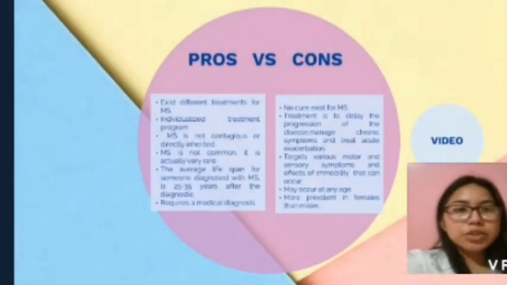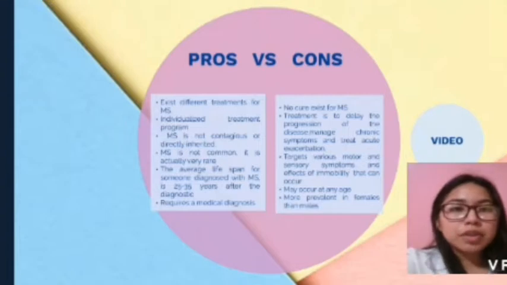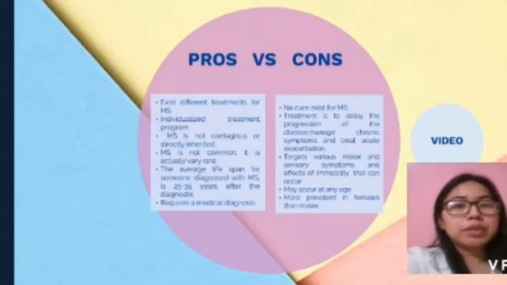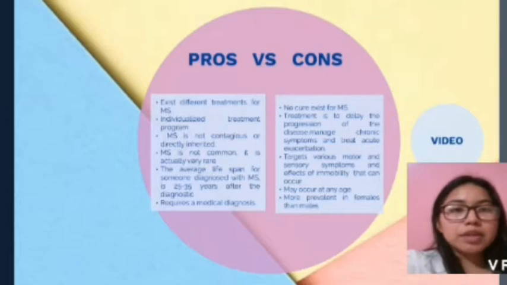Pros. There exist different treatments for MS. Individual treatment program. MS is not contagious or directly irreversible. MS is not common, it is actually very rare. The average lifespan for someone diagnosed with MS is 25 or 35 years after the diagnosis.